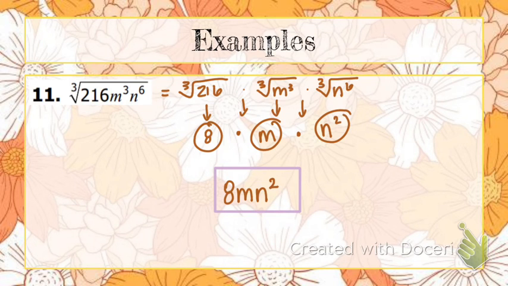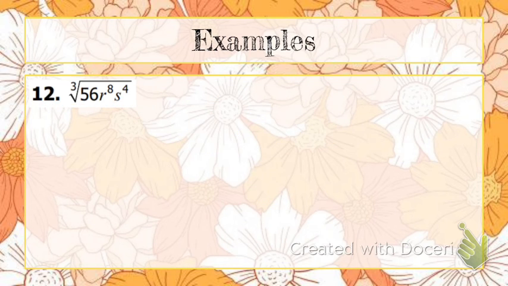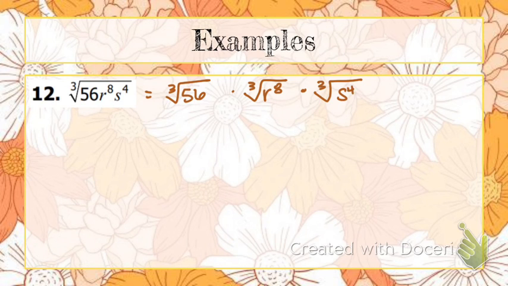All right, we've got one more example. Number 12, another cube root. And this works the same for fourth roots. I have no doubts that you will do great. So number 12, we'll split it up again. The cube root of 56 times the cube root of r to the 8th times the cube root of s to the 4th.